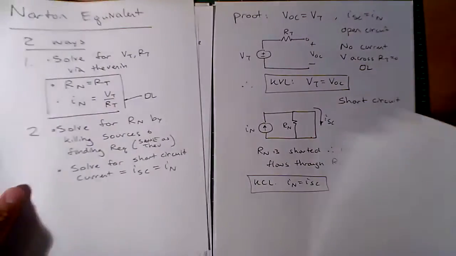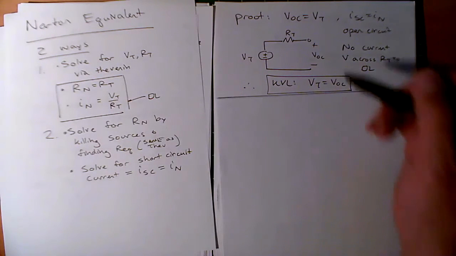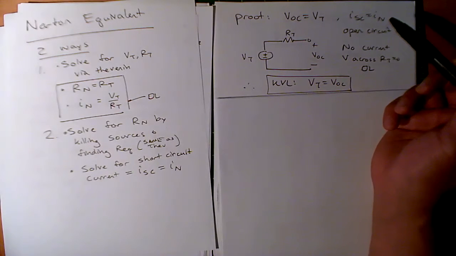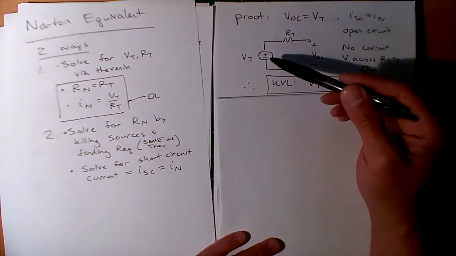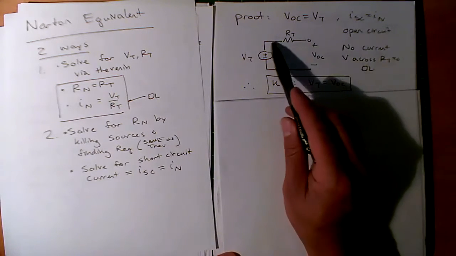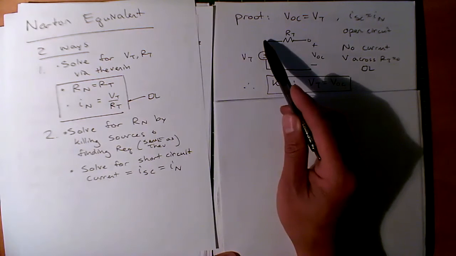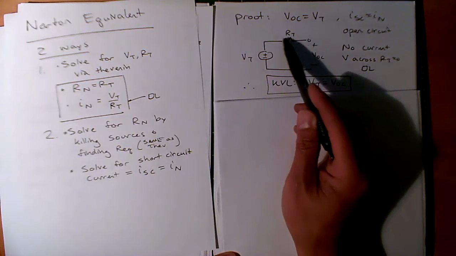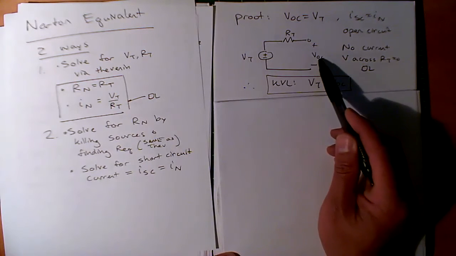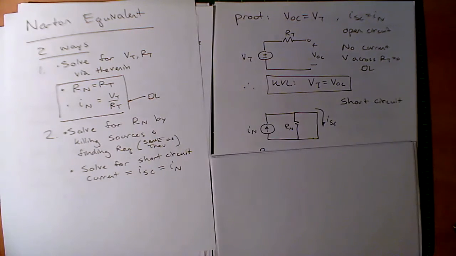So this is a simple little proof to show why. Why is it that the open circuit voltage is equal to V Thevenin? So if you have this situation, if there's no current here, then there's no voltage across this resistor. By KVL, this VT equals this VOC. Okay, so that's a nice, easy way to see it.